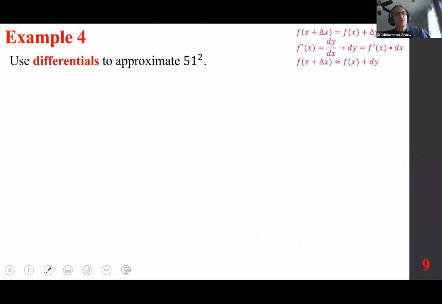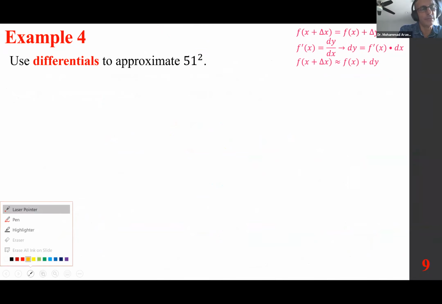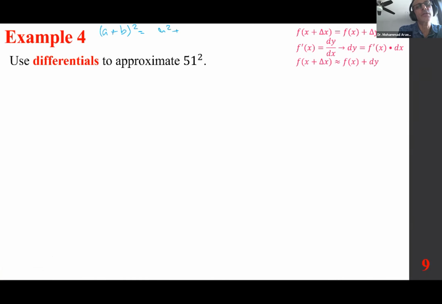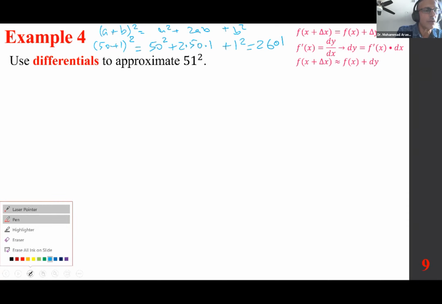In this example, we want to use differentials to approximate 51 squared. First, I want to quickly remind you of what probably you remember from algebra, a plus b squared, which is a squared plus 2ab plus b squared. So we can say 50 plus 1 squared, which is 50 squared, plus 2 times 50 times 1 plus 1 squared, which gives you 2,601.